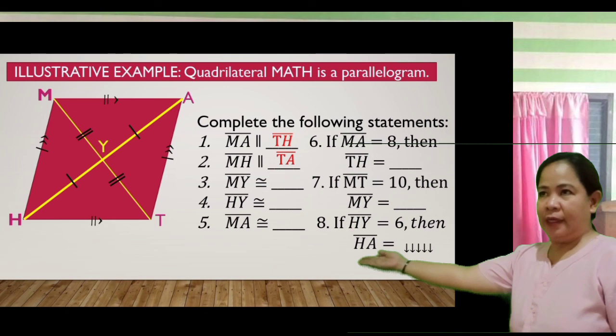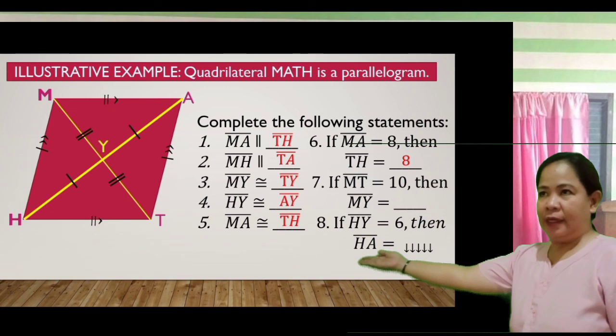Number 3, segment MY is congruent to what segment? It is segment TY. Then number 4, HY is congruent to AY. Number 5, MA is congruent to what segment? It is TH. Now number 6, if segment MA is equal to 8, then what is the measure of TH? It is equal to 8.